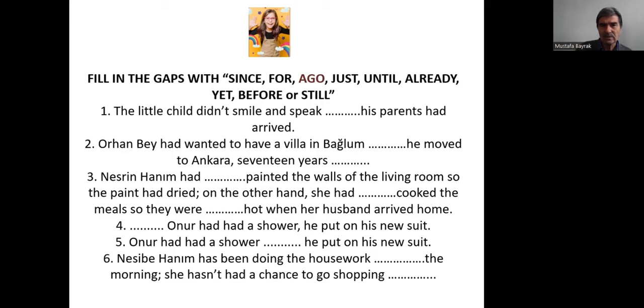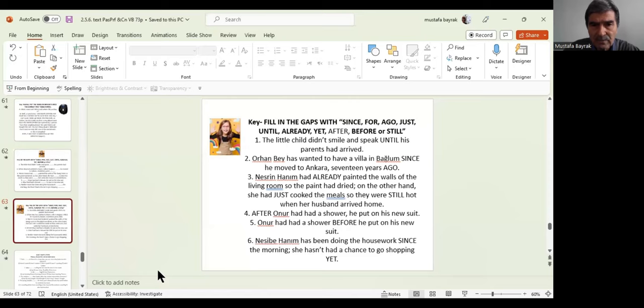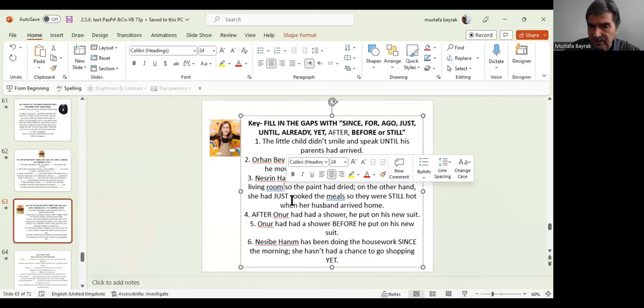Let's see it from the key. Nesrin Hanım had already painted the walls of the living room. So there must be a comma here. Yes, as a result. Okay, so as a result.